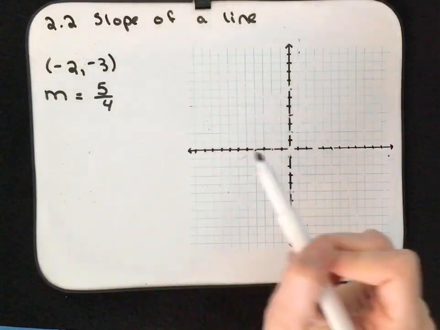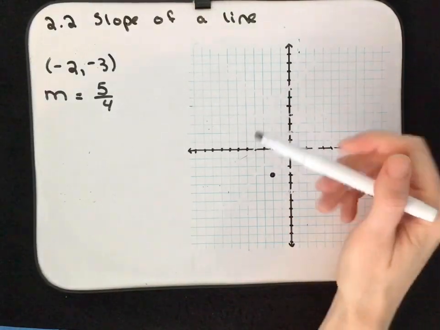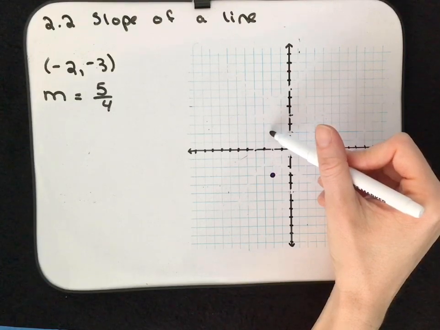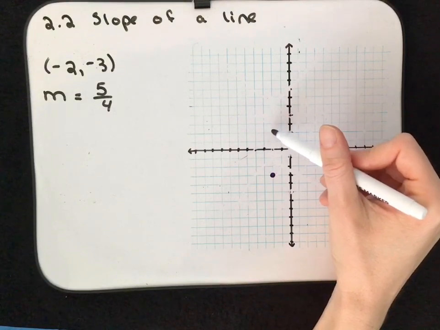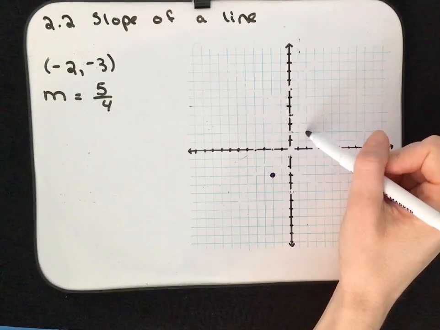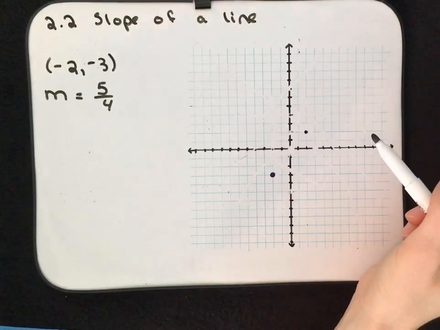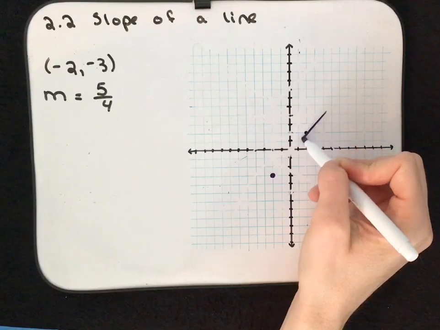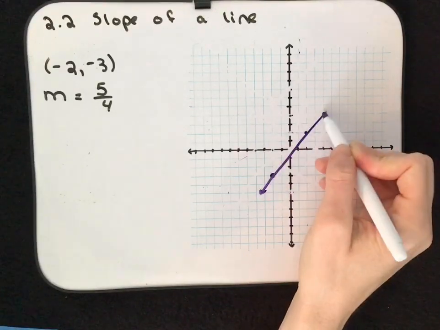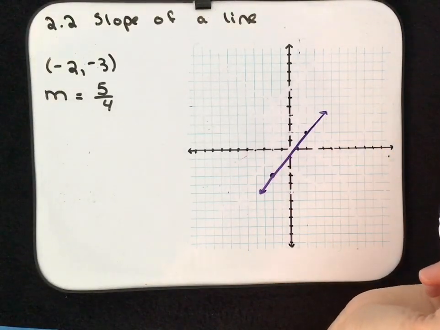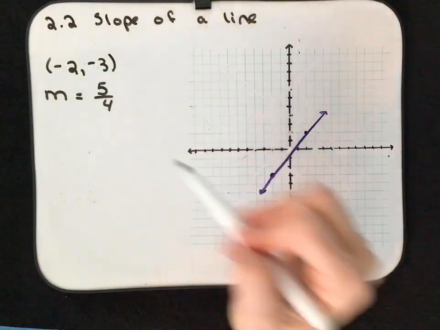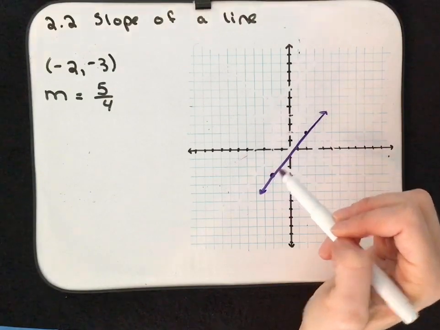Now we're told that we have a slope of 5/4. It's a +5, so that means we go up. So here we go up 1, 2, 3, 4, 5, and then we run to the right 4. 1, 2, 3, 4. So here's our next point. So we can connect our dots. Don't forget the arrows on the end. And there is the slope. There's our line. So we have a 5/4 slope, and it goes to the point -2, -3.